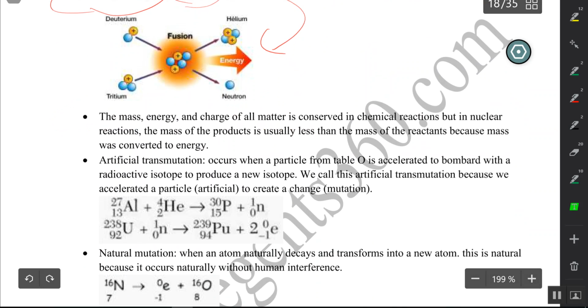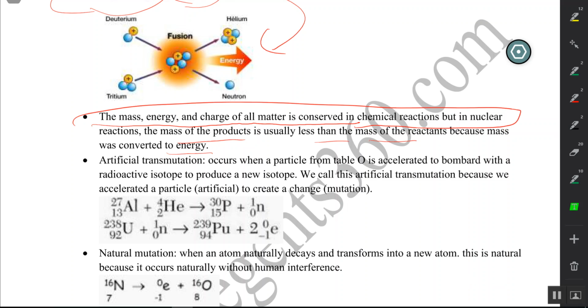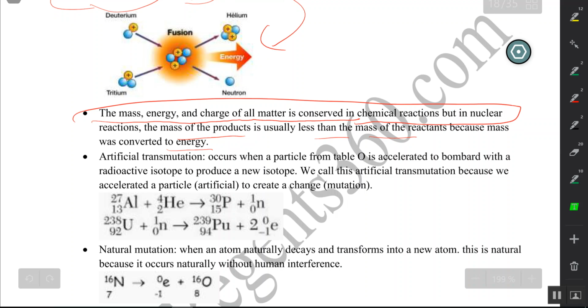Okay, so for nuclear reactions, mass, energy, and charge of all matter is conserved. So remember, for chemical reactions, mass, energy, and charge is always conserved. For nuclear, the mass is less in the products because the mass is converted to energy. The mass of the reactants is usually converted to energy. So you release a lot of energy in nuclear reactions.